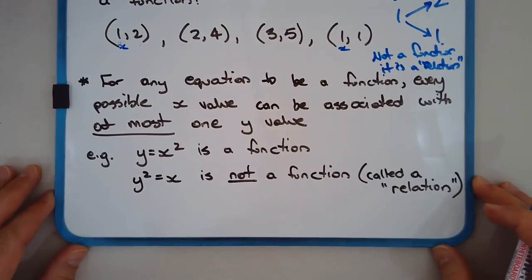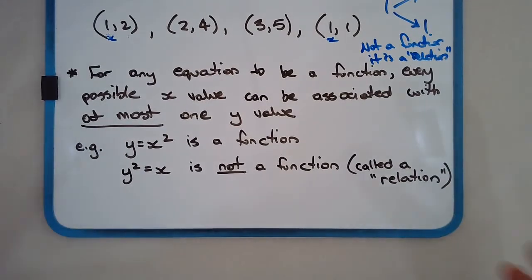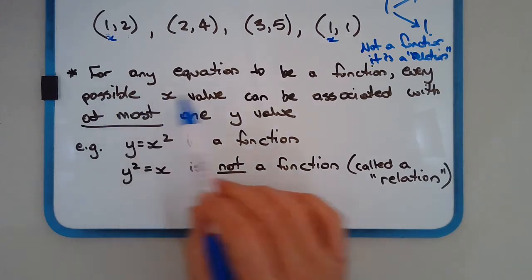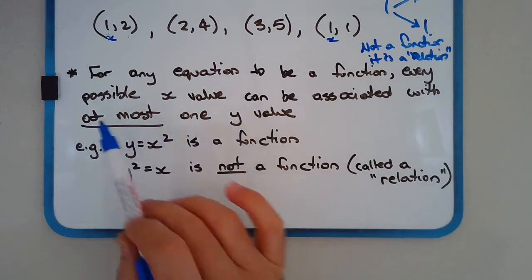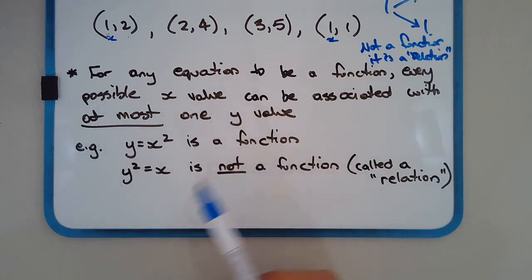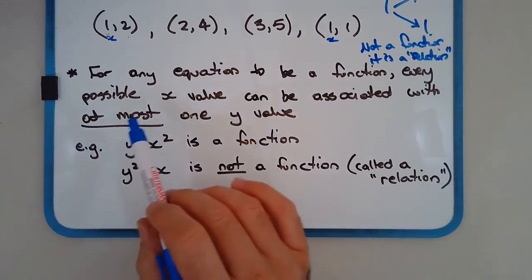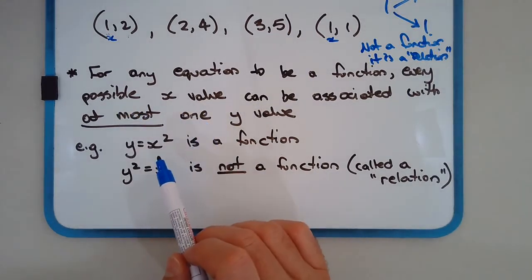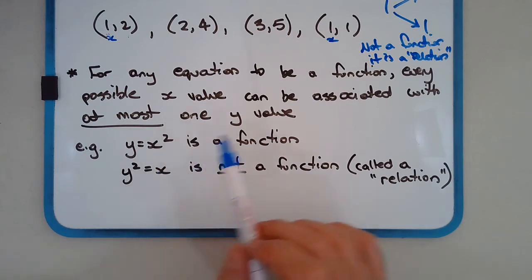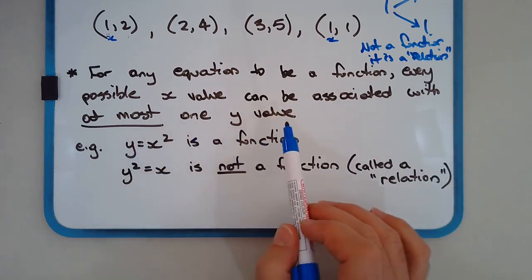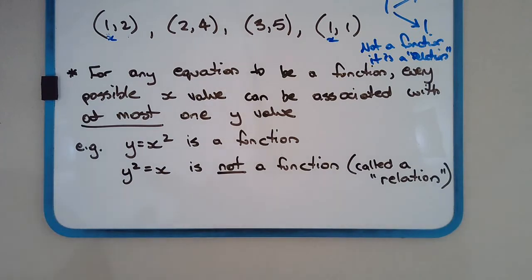All right. Now let's have a look at some algebra. An example of two equations where one is a function and one is not, and have a think about why this is the case. For any equation to be a function, every possible x value, and we haven't spoken about domain and range yet, I'll leave that for another video, every permissible x value can be associated with at most one y value. Again, by the definition of a function.